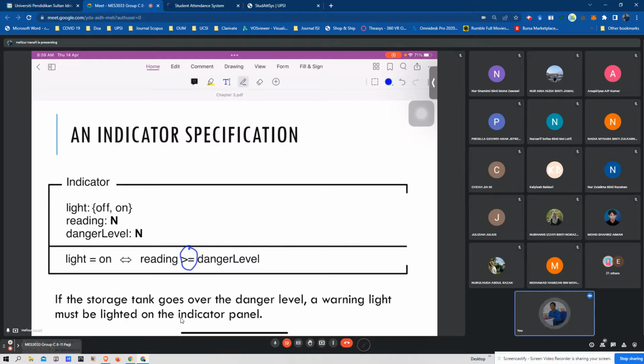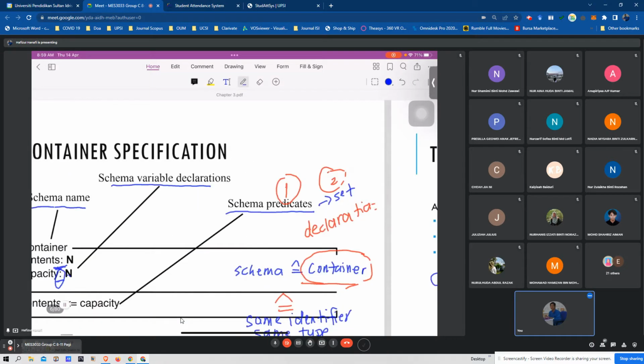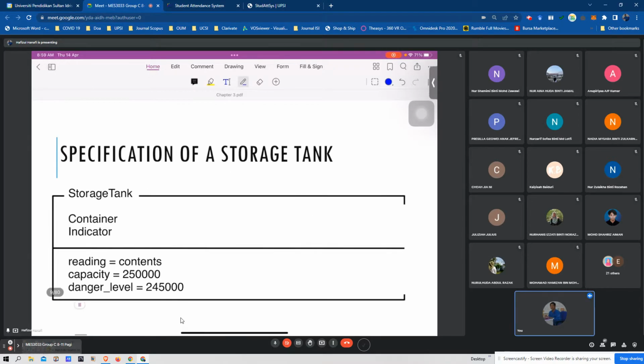Okay, this one is a function. We have a container, and then we have a storage tank. Here we have a reading, capacity and danger level, to read the content of the storage tank.